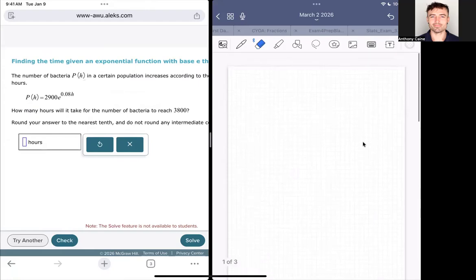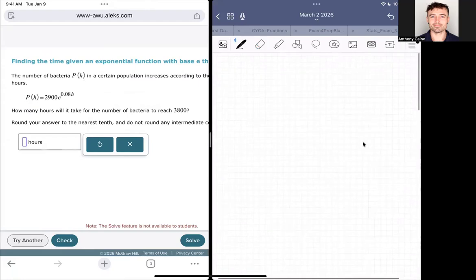And the problem asks how many hours. So we're solving for an exponent. So we know logarithms are going to have to show up. We want to reach 3,800. So that's what the output's going to be. The input is our function, e to the 0.08h.